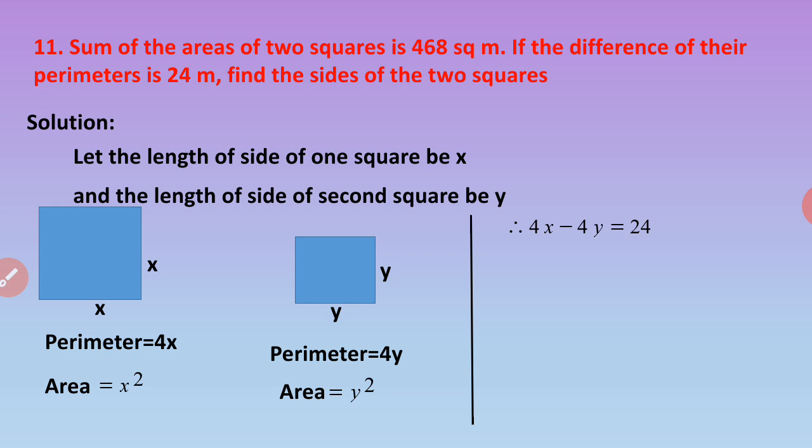The difference of their perimeters is 24. So 4x minus 4y equal to 24. And you simplify it, it is x minus y equal to 6. This everyone knows. And here we are getting the value of x. We will be using it later on. Moreover, you are told that the sum of the areas of the two squares is 468. So, areas are already calculated. We have written it as x square plus y square equal to 468.